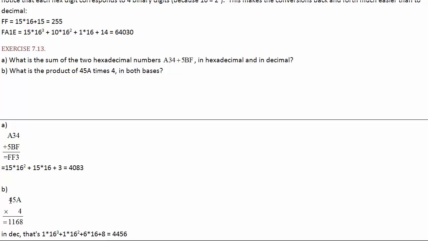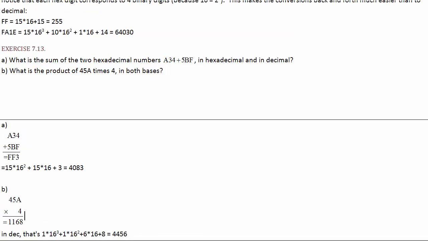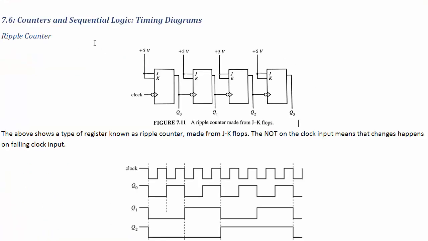4 times 4 is 16, and we carried a 1 over, right? Yeah, we carried a 1 over, so 16 gives a carried 1 and a 0, plus the 1 that we carried, and that's why it's 1168. Okay, so in decimal that was 1 times 16 cubed plus 1 times 16 squared plus 6 times 16 plus 8, which is 4456. All right, next section, counters in sequential logic and timing diagrams.